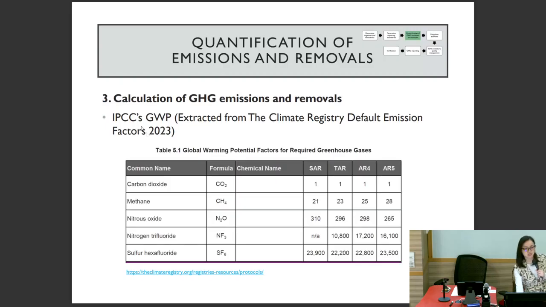The IPCC has published different reports. So the second report, the third, the fourth, and the fifth report, and they have updated the global warming potential. So this is the most updated value. So in the workshop, you are recommended to use the right column, the rightmost column of global warming potential.